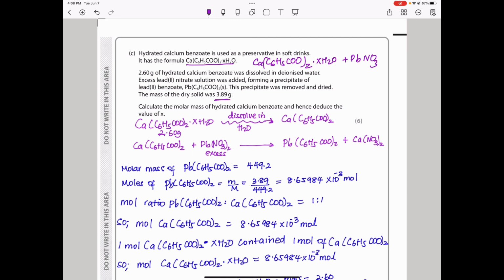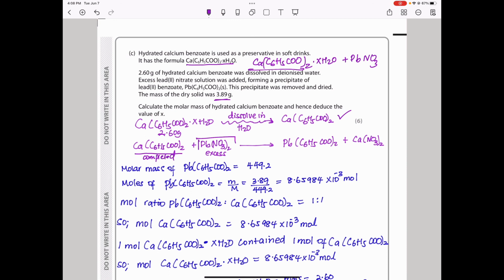It means when this is dissolved in water, this part here is going to dissolve. Of course, the water is going to be dissipated away, and now the real reaction is going to be between that and that, because the water is not participating in the reaction. So it's going to be between the calcium salt and the excess lead nitrate. Now, because they used excess lead nitrate, it means all the calcium salt is going to be completely used up, and therefore this reaction is going to go to completion.